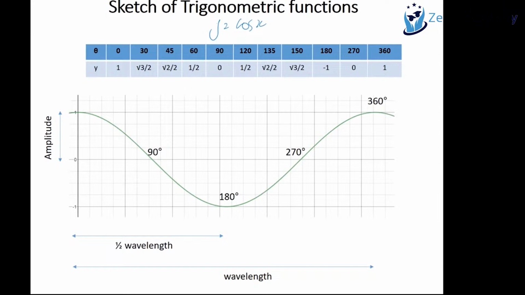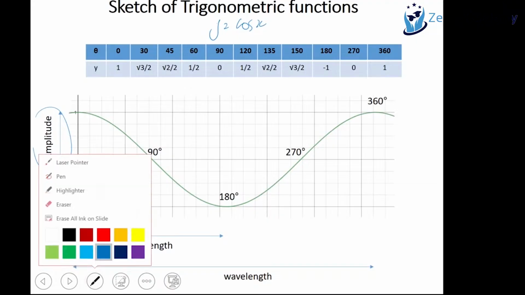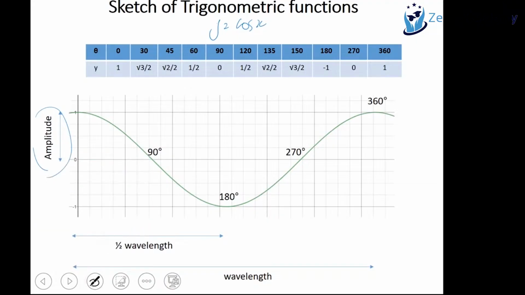So as you can see here, the amplitude is still 1. But the wavelength now is still the same, 360 or 2 pi. My amplitude now is 1. But the starting point is different, right?